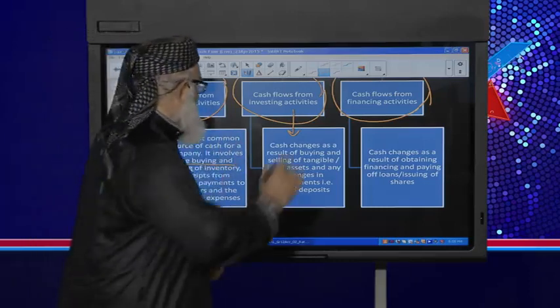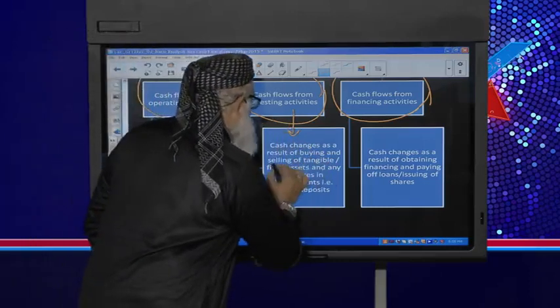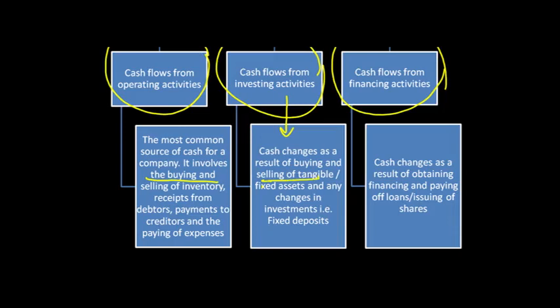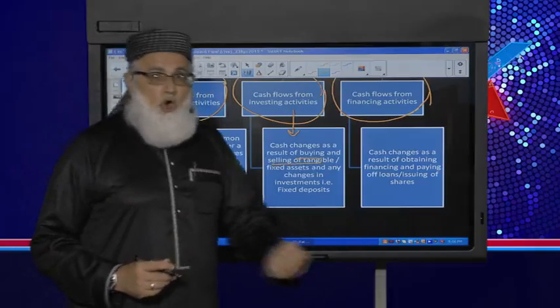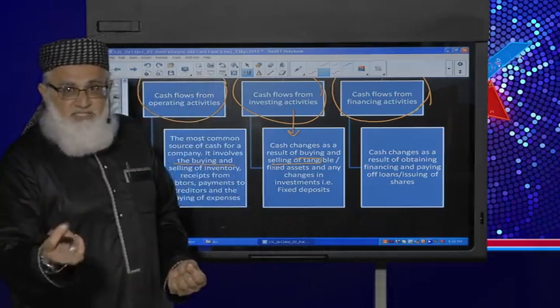Right, so this means that we're looking at the buying and selling of tangible assets. We're also looking at the changes in our investments. In other words, it's limited here to your fixed deposit, and you ask yourself, did I place a fixed deposit or did a fixed deposit mature?